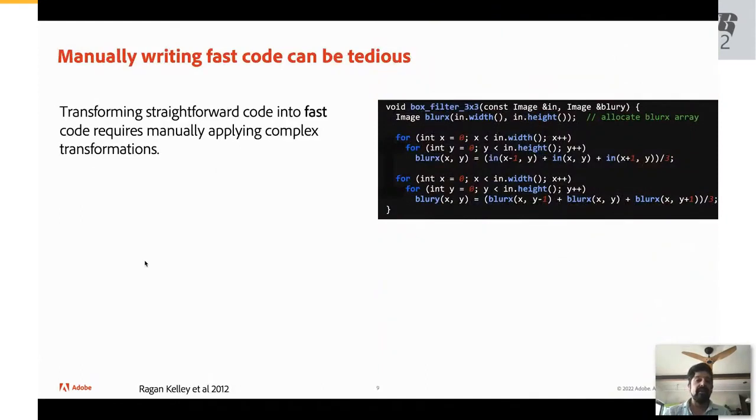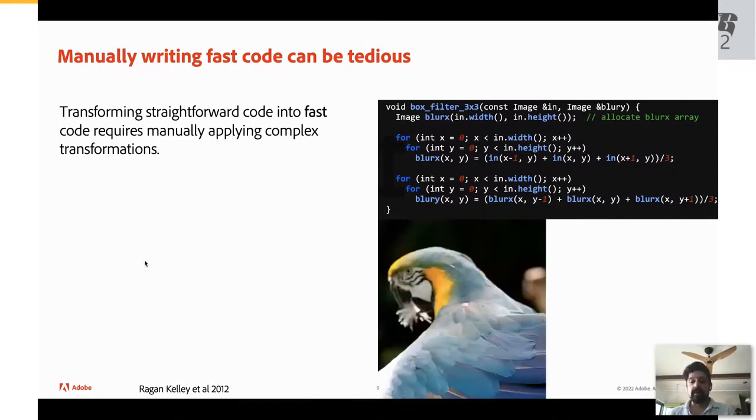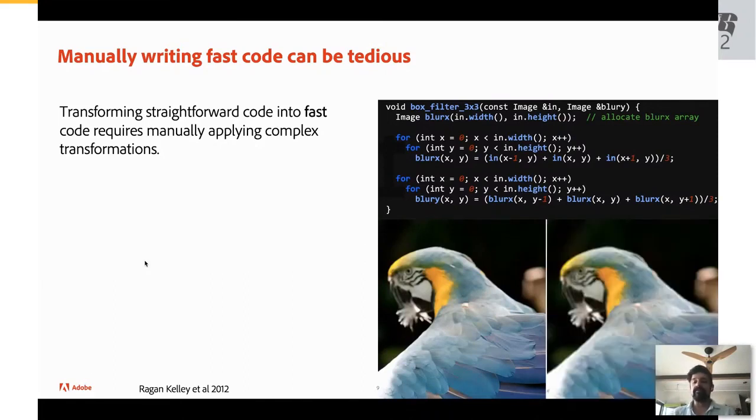The key here is that manually writing fast code is truly tedious. So if you have something like a 3x3 box filter, which is probably code you've seen dozens of times if you've done any image processing, writing the straightforward code is fairly easy, but turning it into fast code requires manually applying multiple different optimizations, each of which interact with one another in non-trivial ways. So this is just a 3x3 box blur. You take this image of a parrot and you blur it.